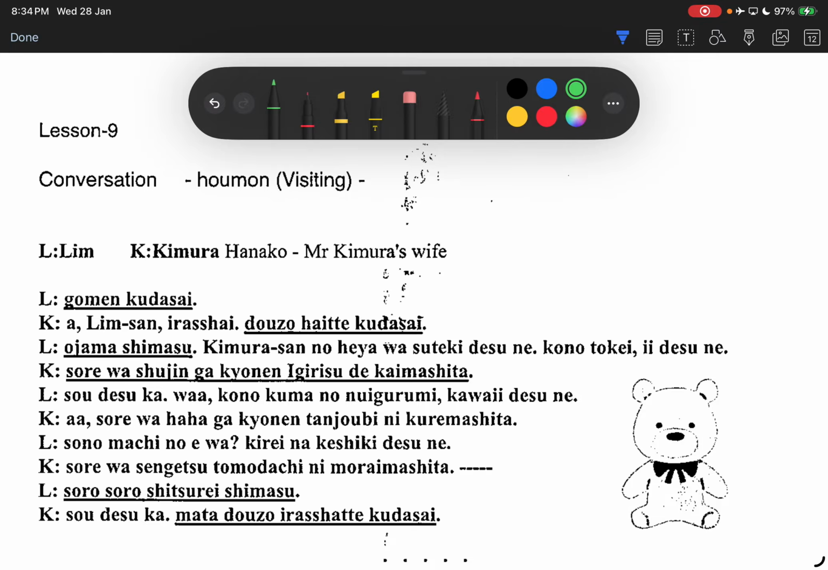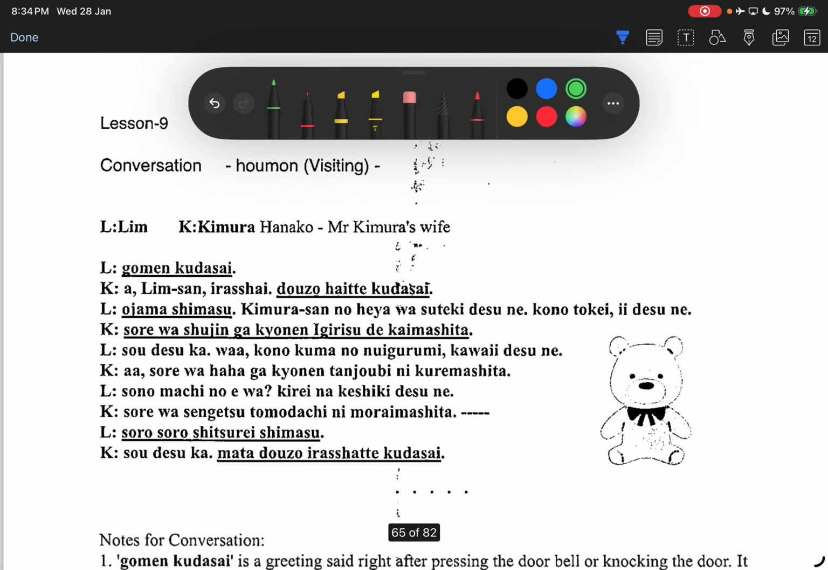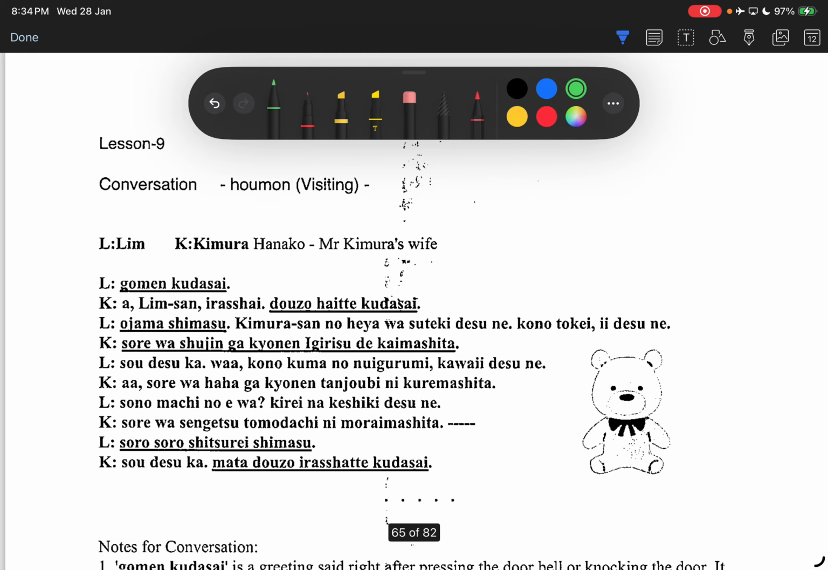Okay, lesson 9, conversation. Let's talk about this, then we can end the day with the sentence structure.